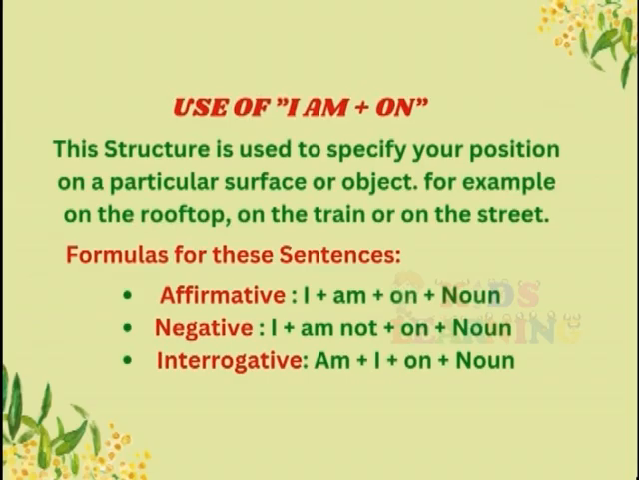Use of I am on. This structure is used to specify your position on a particular surface or object. For example, on the rooftop, on the train, or on the street. Formulas for these sentences. Affirmative, I am on noun. Negative, I am not on noun. Interrogative, am I on noun?